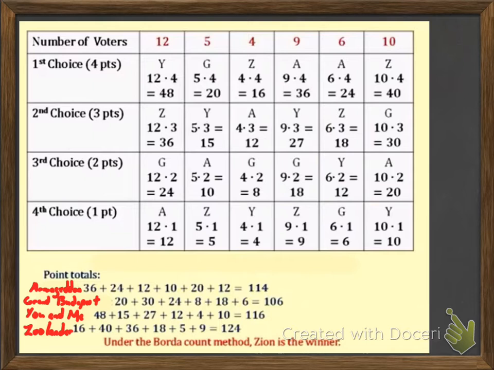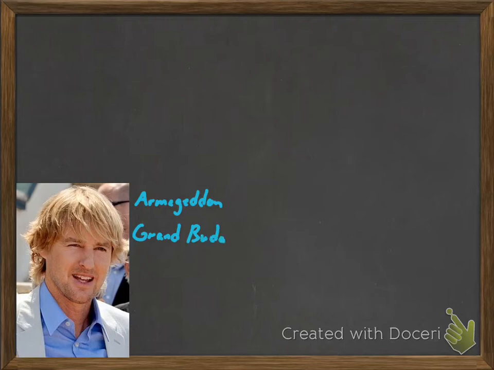And then you have to find all of the A's, all of the Armageddons, and add up all of the points. So they got 36 and 24 and 12 and 10 and 20 and 12. Then you just add them all up right here, and you get 114 points for Armageddon. And then 106 for Grand Budapest, 116 for You and Me and Dupree, and then 112 for Zoolander. So in that case, Zoolander is the winner.